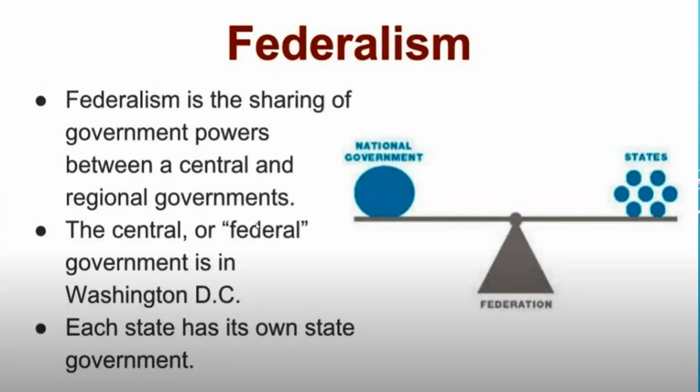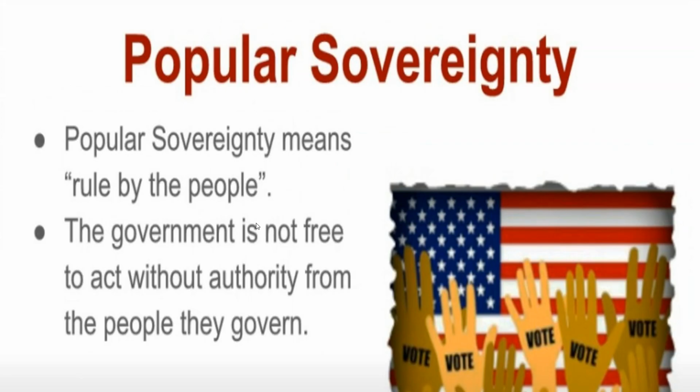So let's take a look at the first one here. The first one is called popular sovereignty. Basically, that just means rule by the people, and it means what it means in the United States. In the United States, the people rule, and our government is not free to act without the authority of the people that they govern.